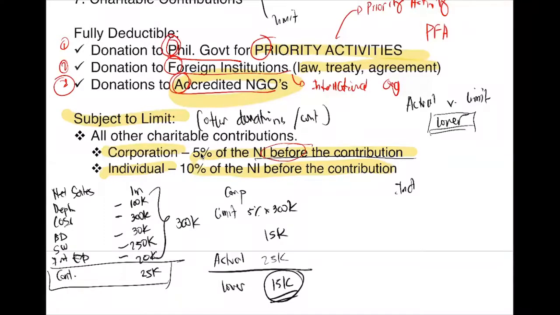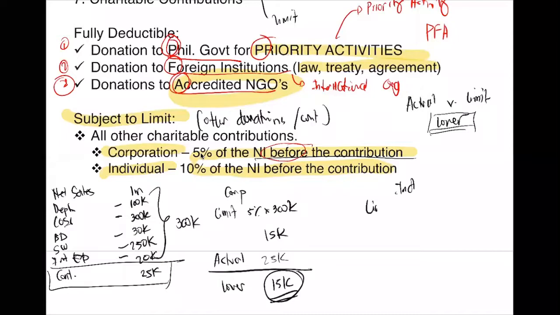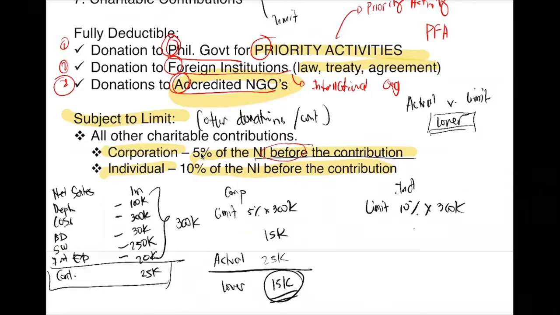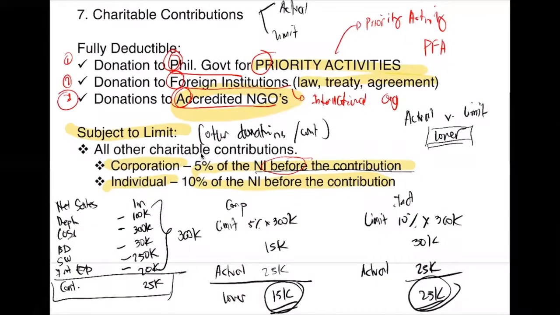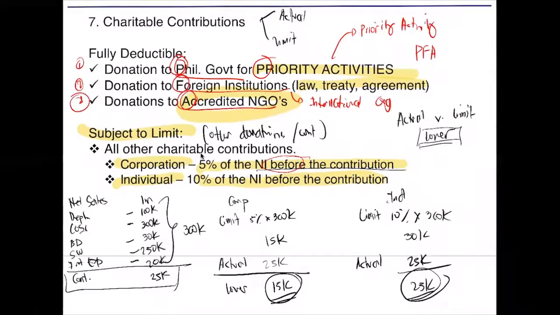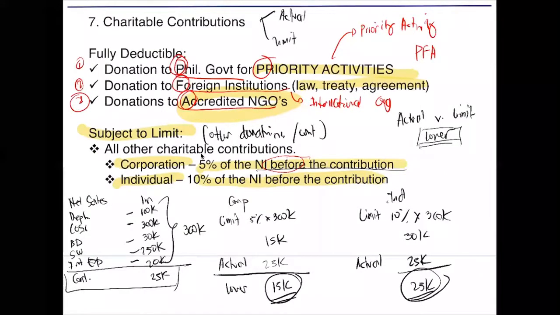Okay? Next, for individual, we have our limit of 10% of the net income before contribution. What is the net income before contribution? 300,000. So this is 30,000. And our actual amount is 25,000. What is lower? 25,000 pesos. Okay? So again, in your charitable contributions, you just need to know if it is fully deductible or not. If not fully deductible, 5% for corporation, 10% for individuals.